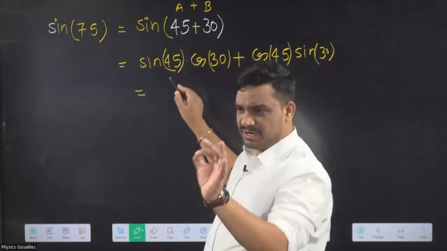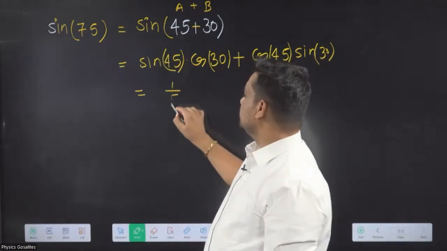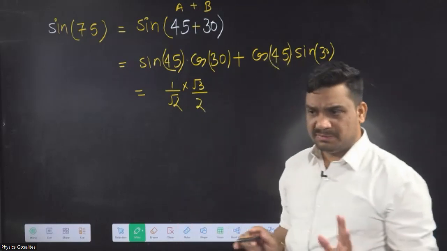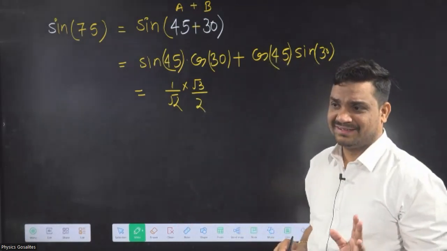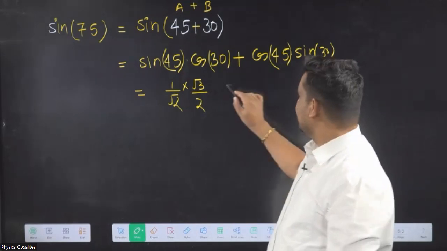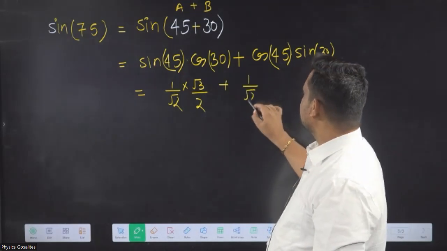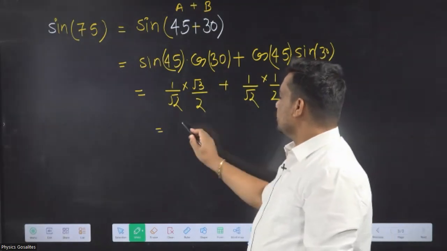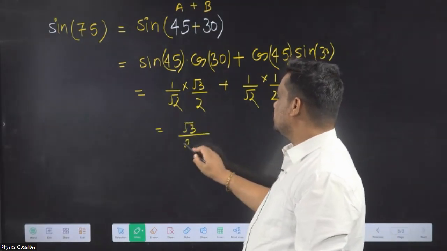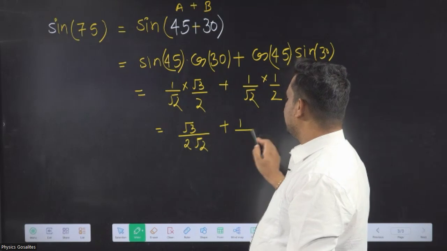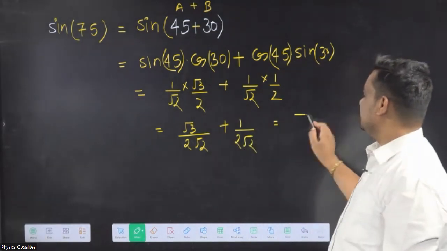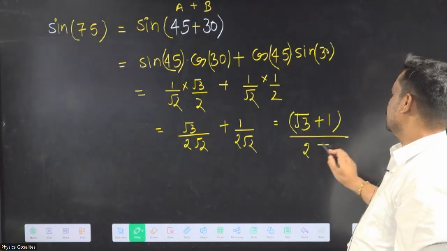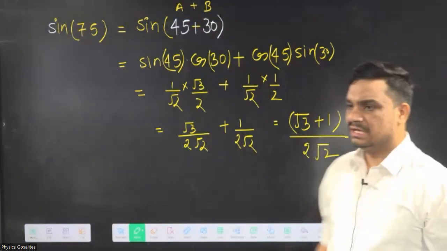Sin 45, everyone knows, we can put the value 1 by root 2. Cos 30 is root 3 by 2, I think. Plus 1 by root 2 and this is 1 by 2. Now it becomes root 3 divided by 2 root 2, plus 1 by 2 root 2. And finally we can say root 3 plus 1 divided by 2 root 2. Is this value clear?